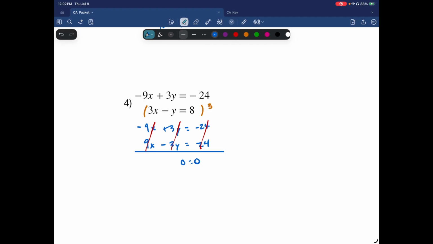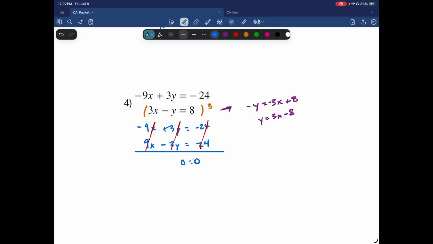So what do I do? Well, in the second equation, y is by itself. So what if I solve this one for y? And so that would be negative y equals negative 3x plus 8. Y equals 3x minus 8. So since I solved for y, x is going to be the thing that I plug in. So whatever x is, I plug that into this rule.